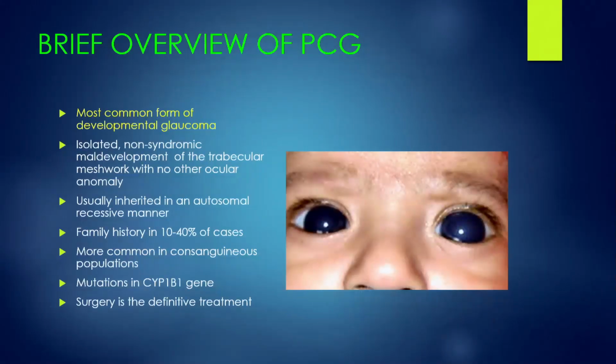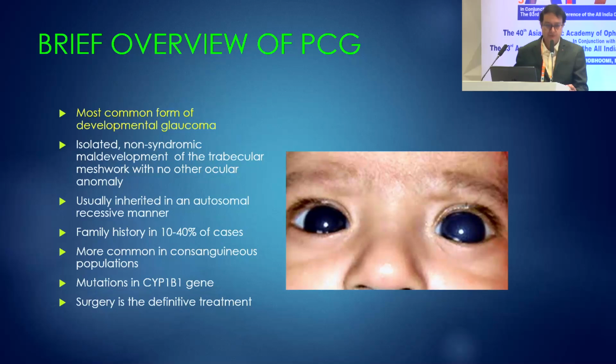So to begin with, just a brief overview of primary congenital glaucoma. As we all know, it is the most common form of developmental glaucoma, and the basic etiology is isolated, non-syndromic maldevelopment of the trabecular meshwork with no other ocular anomaly to explain the high IOP. It's usually inherited in an autosomal recessive manner, but there are other modes of inheritance as well. Family history is seen in about 10 to 40% of cases. It is more common in consanguineous populations. Mutations in the CYP1B1 gene have been reported, apart from other mutations as well. And the definitive treatment for this condition is surgery.